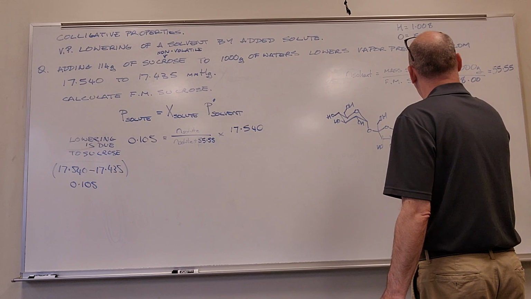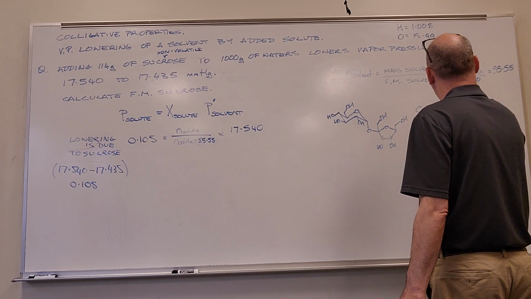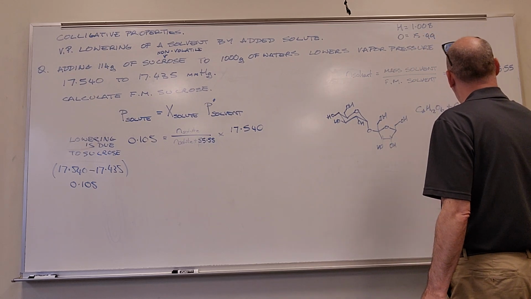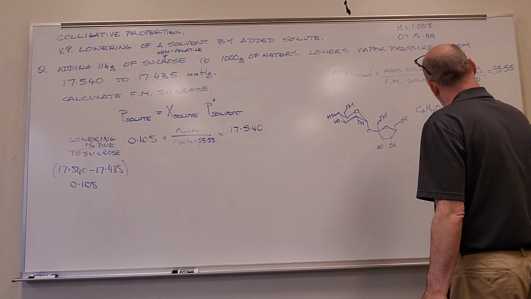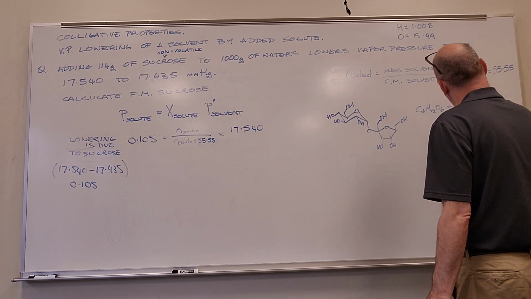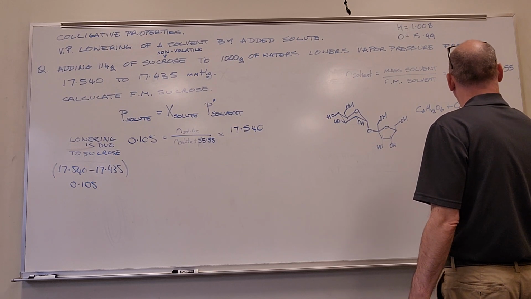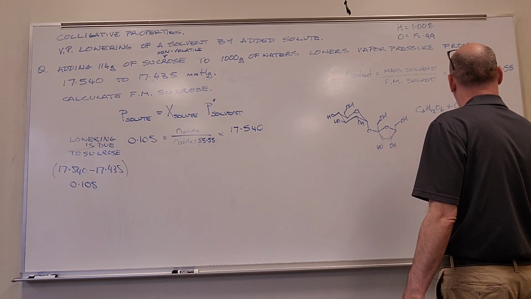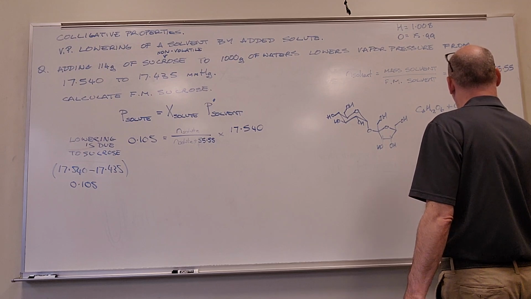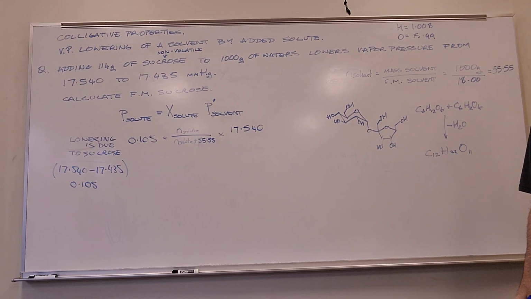Which is C6H12O6 plus C6H12O6 minus H2O gives us C12H22O11.